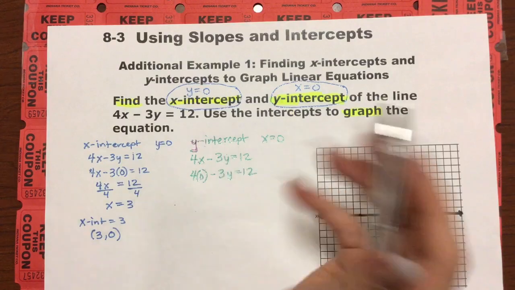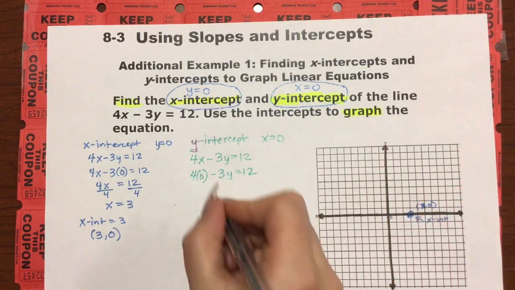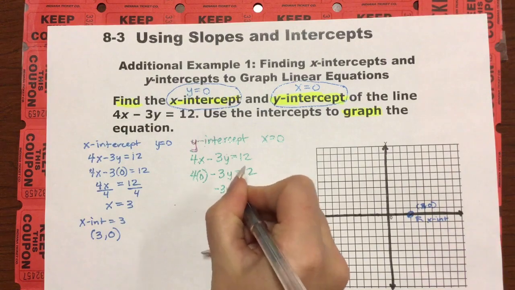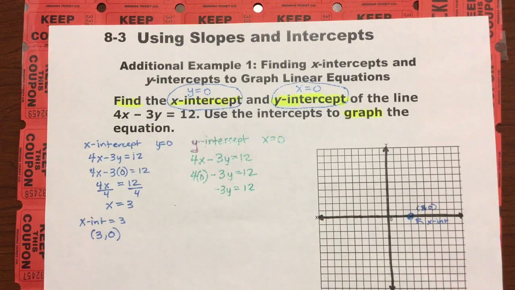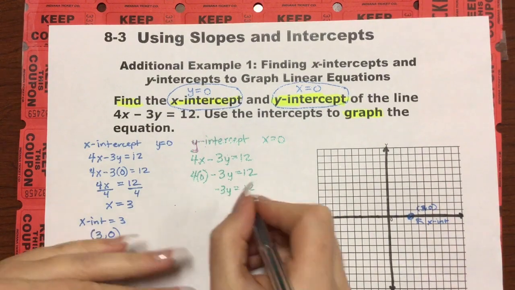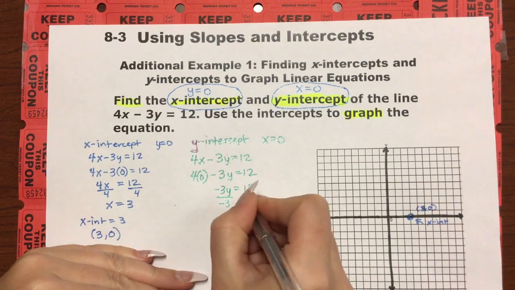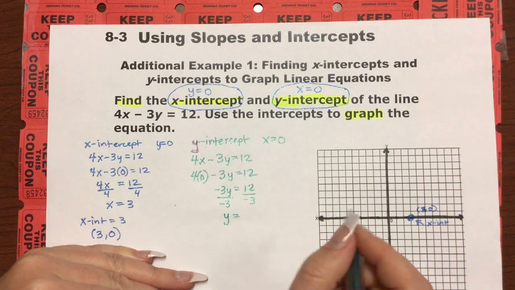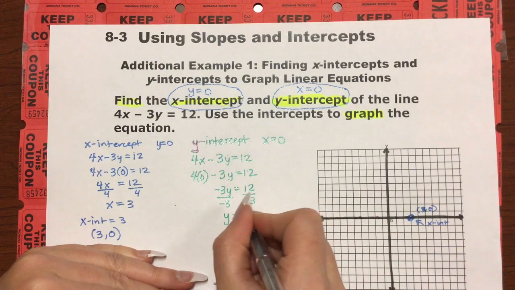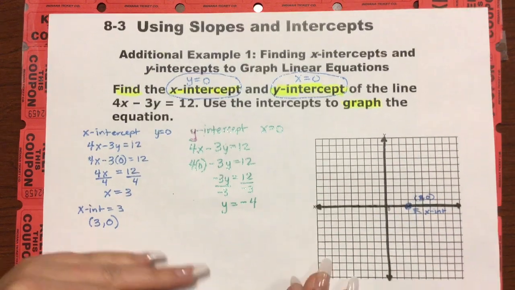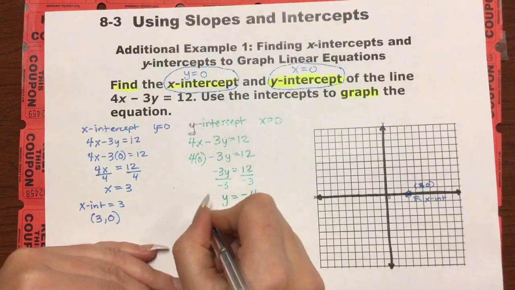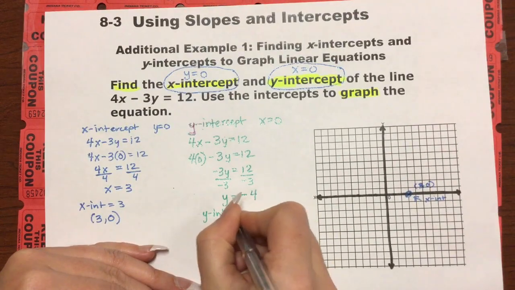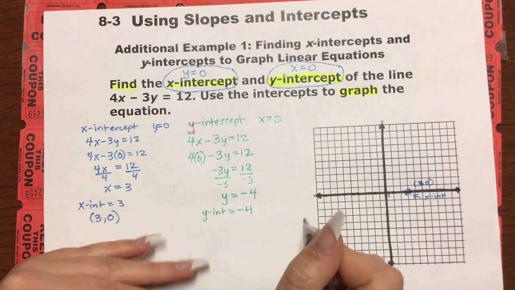We know that 4 times 0 is 0. So we're left with negative 3y equals 12. And then we're just going to divide both sides by negative 3. And we end up with y equals 12 divided by negative 3, which is negative 4. And this is our y-intercept. So I'm going to say my y-intercept equals negative 4.